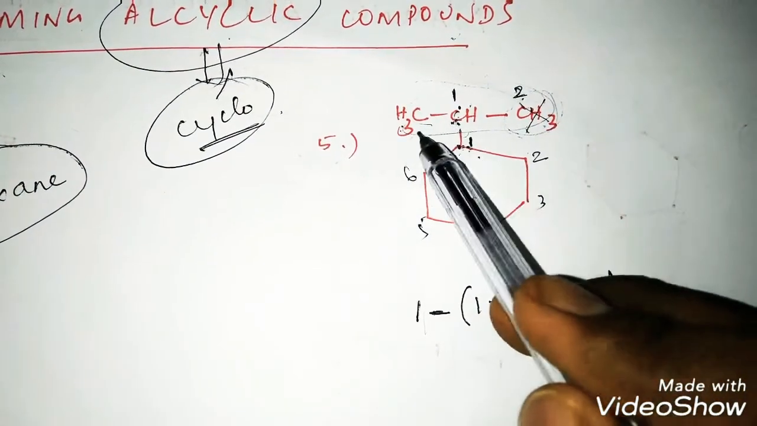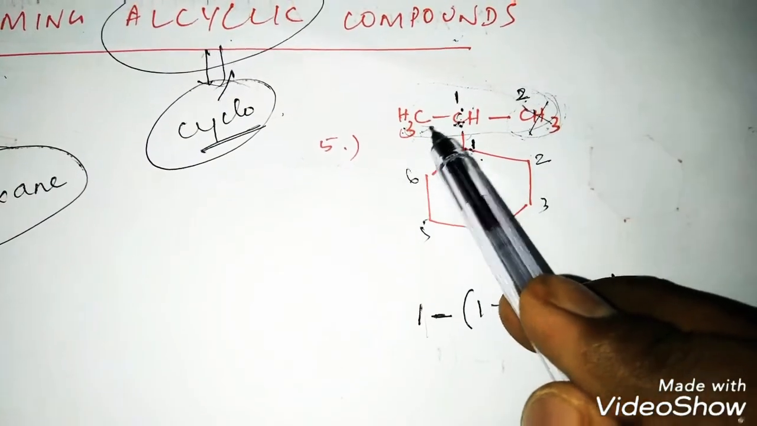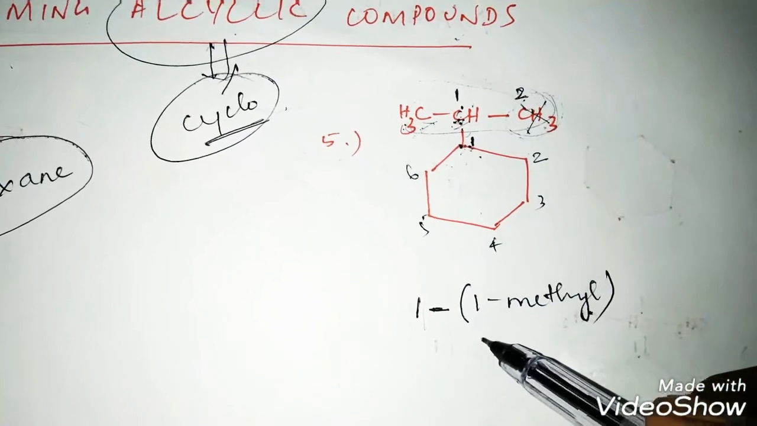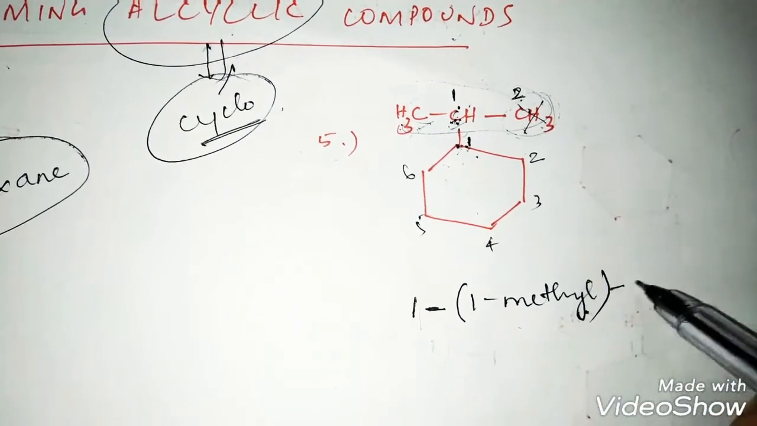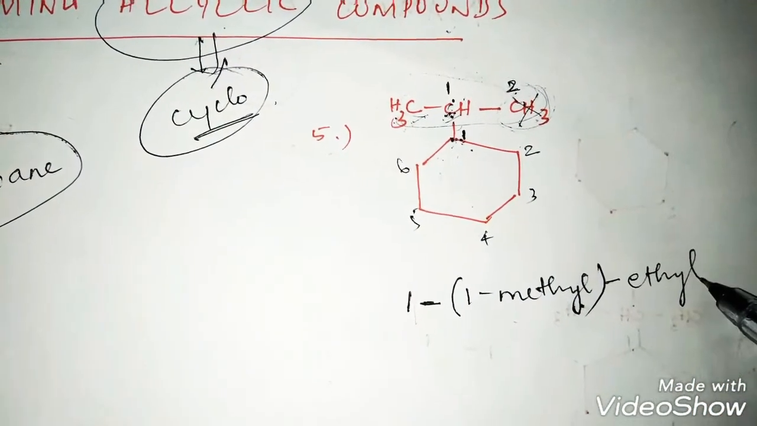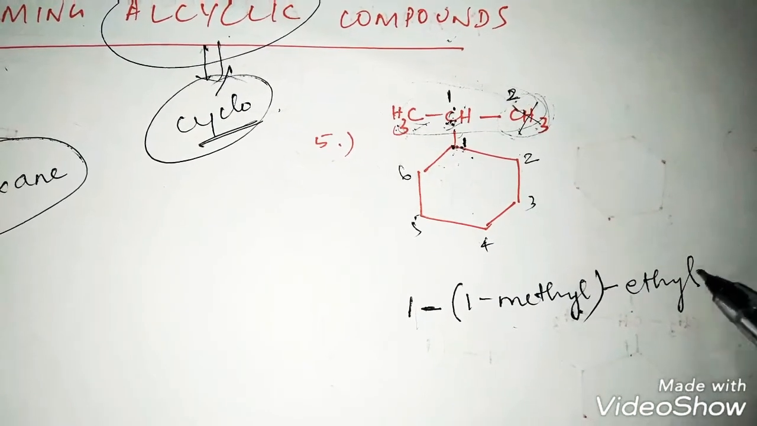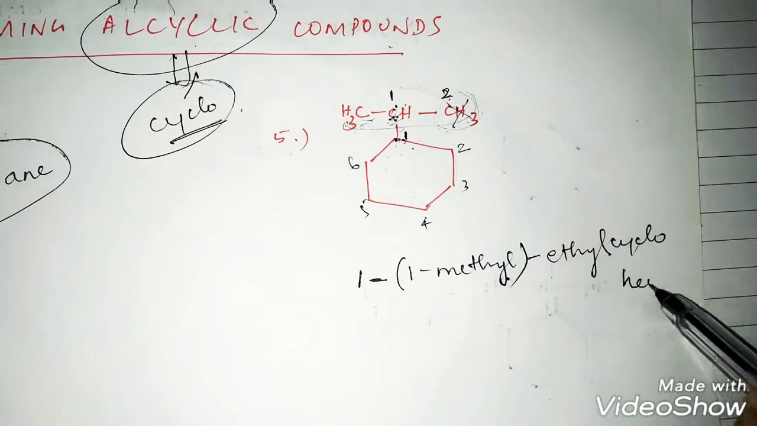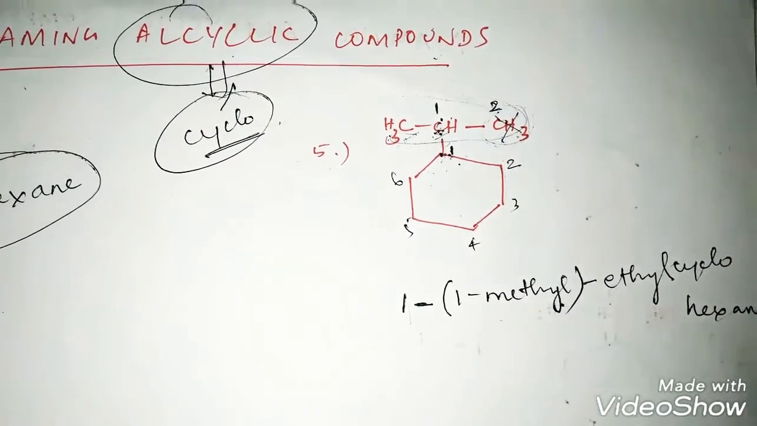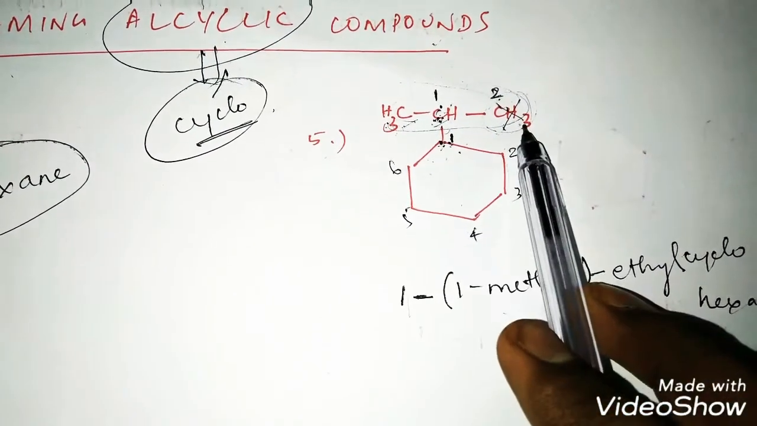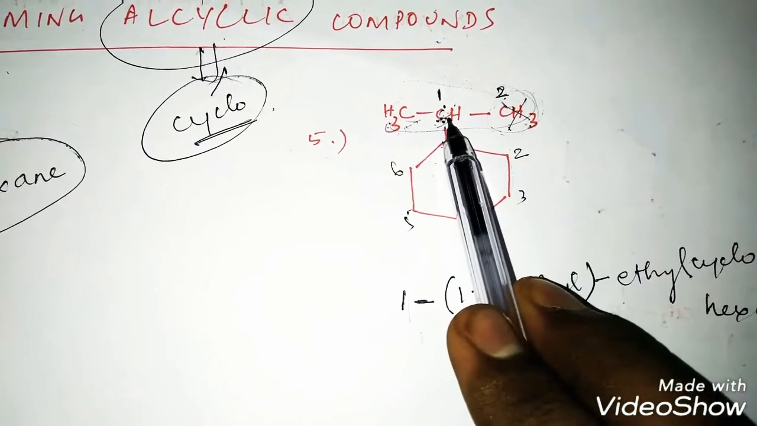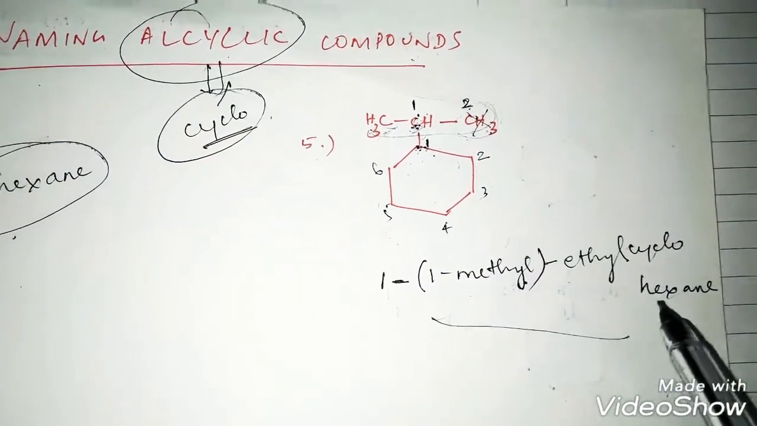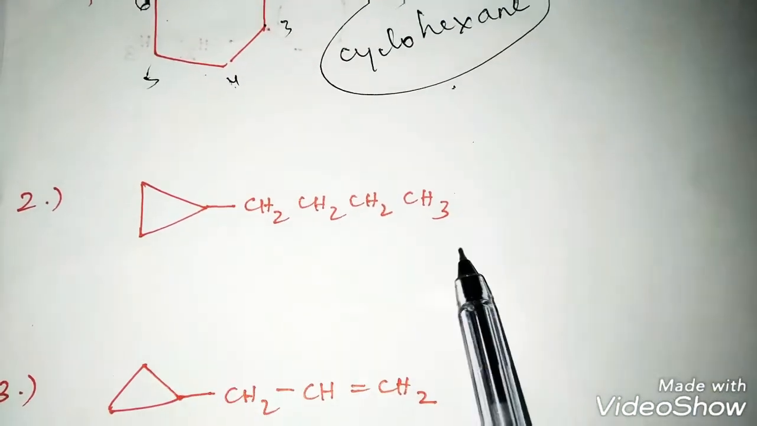Now we have 2 carbons pending. Meth, eth: 2 carbons means this is eth. So 1 methyl, then ethyl, cyclohexane. So this is the IUPAC name for this particular compound. Next we'll move on to this example.